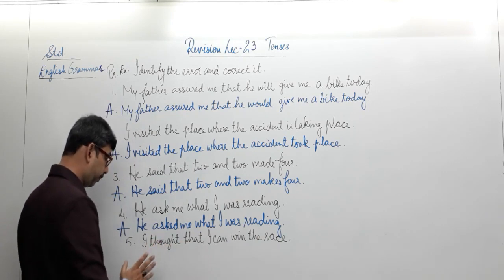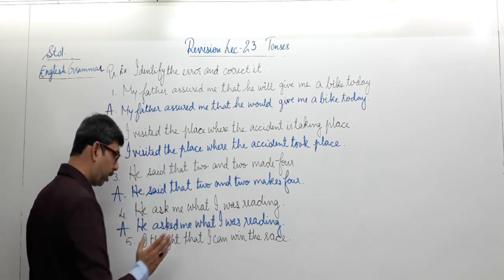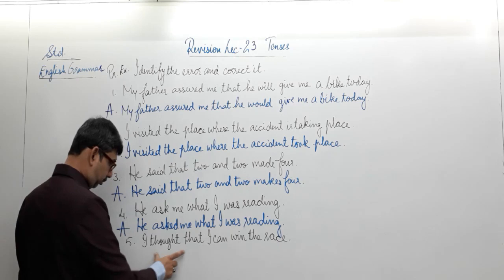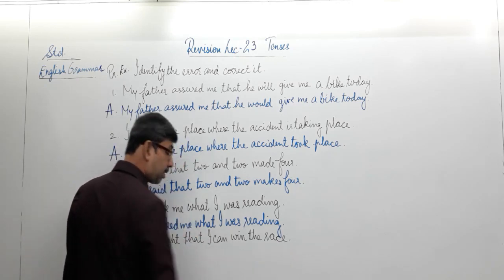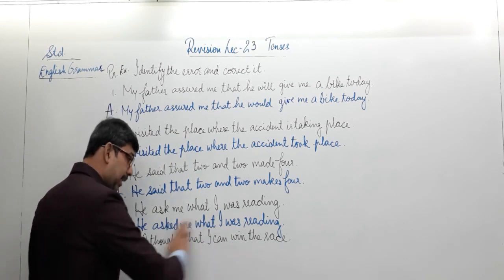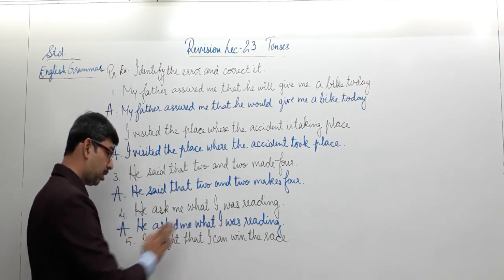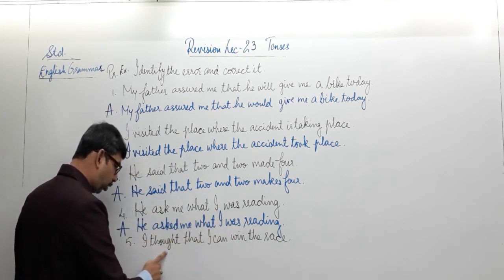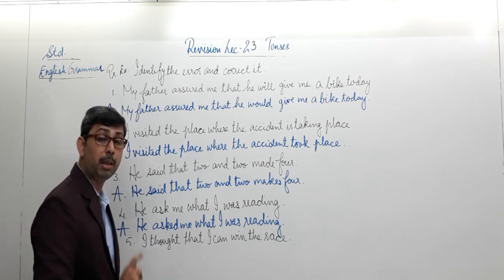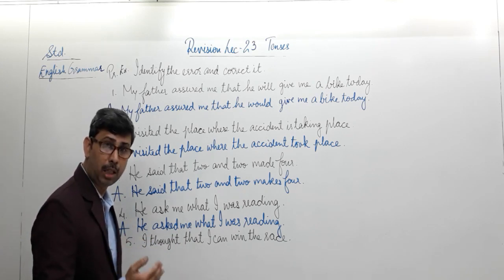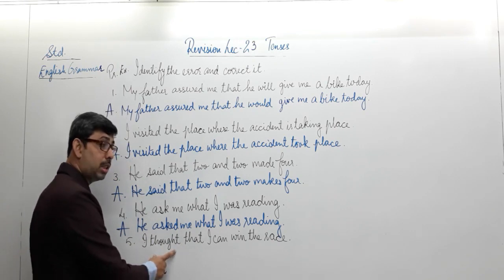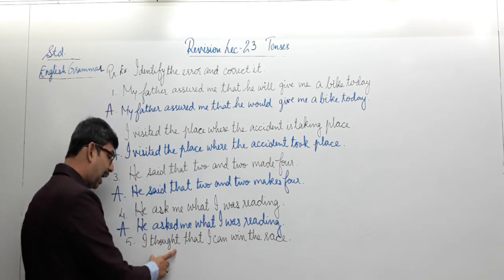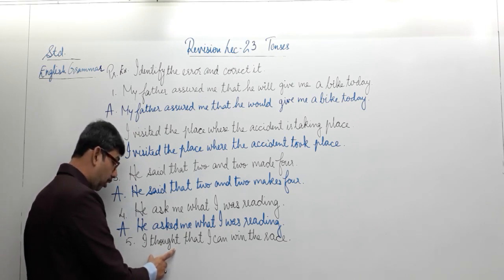First of all, let us see the principal clause and the subordinate clause. I thought, okay, so it's going to be the principal clause. That I can win the race is going to be my subordinate clause. Let's analyze both the parts. I thought. Thought is a verb in the past tense, isn't it? Think and thought. Think is the present form of the verb and thought is the past form. So, I very well have the past form of the verb in the main clause.